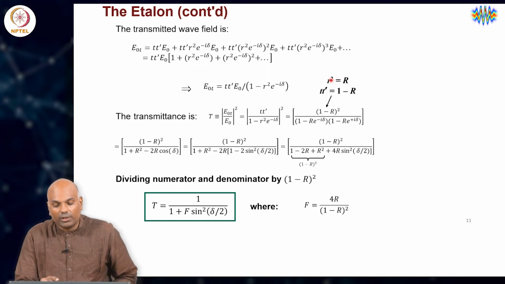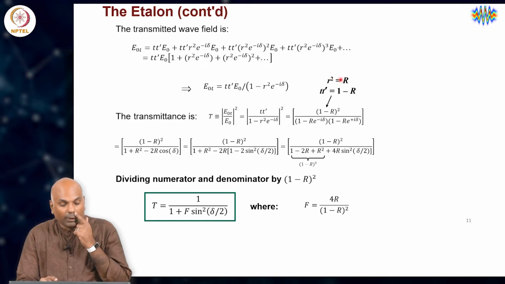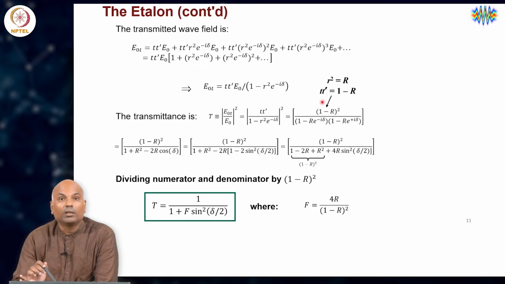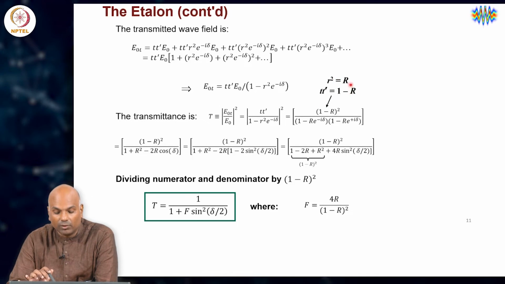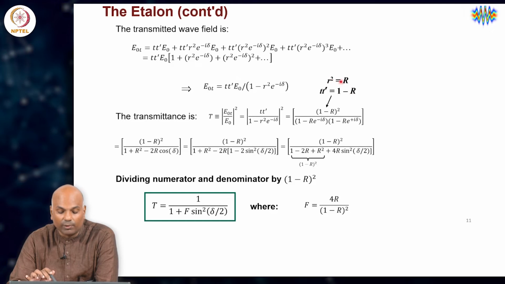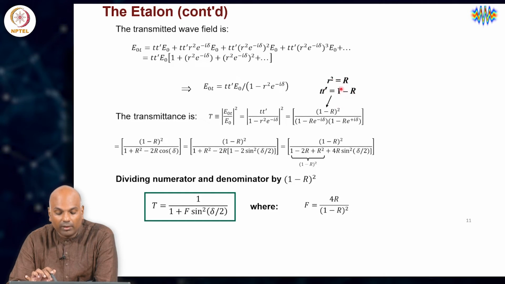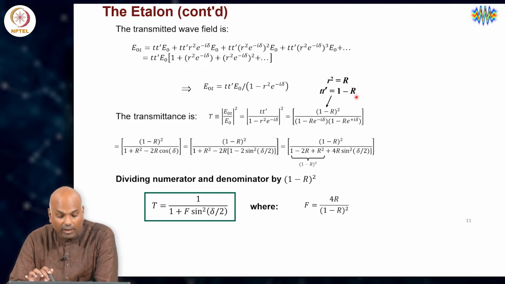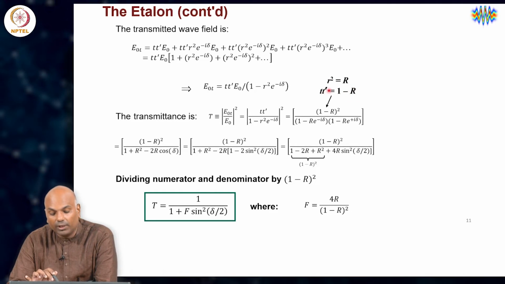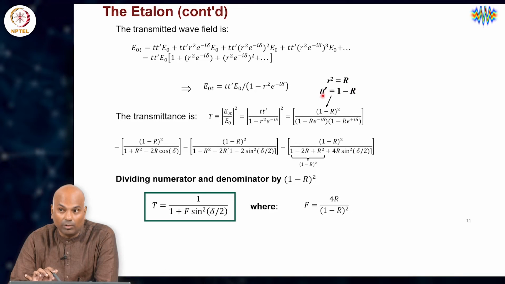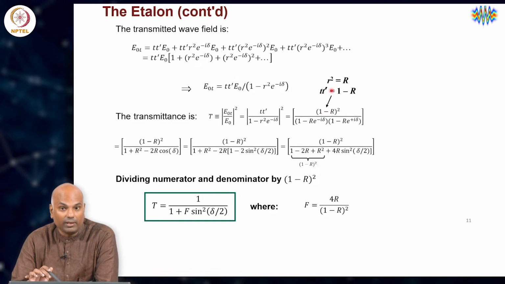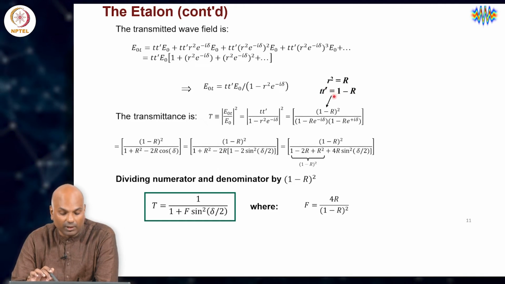Okay. So, it is r square. This is something you can look up in a conventional text on electromagnetics or optics to decipher, that r square is equal to R, capital R, and it is also equal to T t prime, because the etalon is lossless, it is perfectly transparent, there is no absorption anywhere.